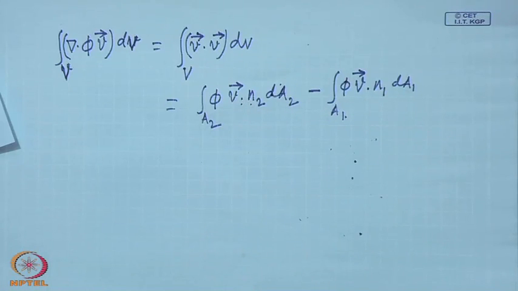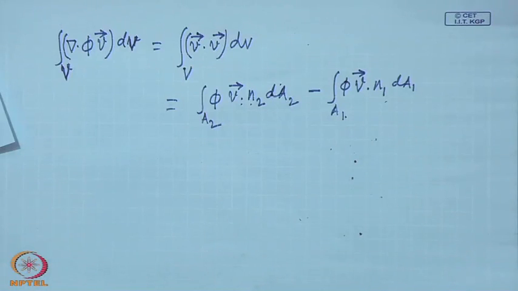Now, we see a special situation. Think that this V dot N2 is a normal component on the surface A2, normal to the surface A2, and V dot N1 similarly normal to the surface A1. And if both of them are 0, that is, both the boundary surfaces have no normal velocity, then what will happen? Then V is 0.